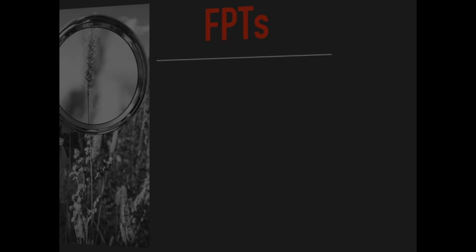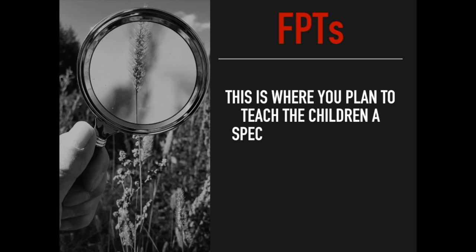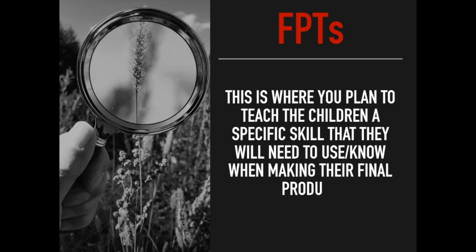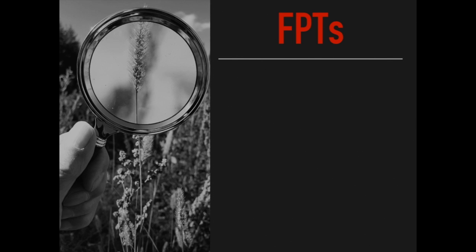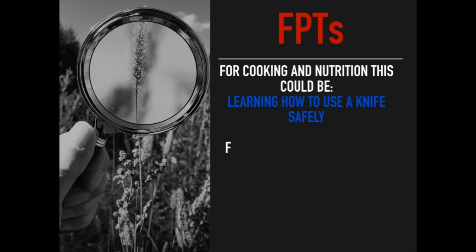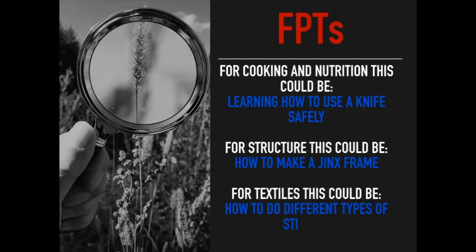Moving on to FPTs, formerly known as the Focus Practical Tasks. This is where you plan to teach the children a specific skill that they will need to know or use when making their final product. These are just some simple examples that you might use. For cooking and nutrition, the task could be learning how to use a knife safely. For structure, the task could be how to make a jinx frame. And for textiles, this could be how to do different types of stitches. All these skills are generally transferable to use and apply in everyday life.